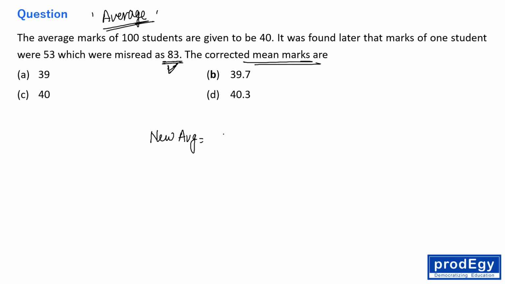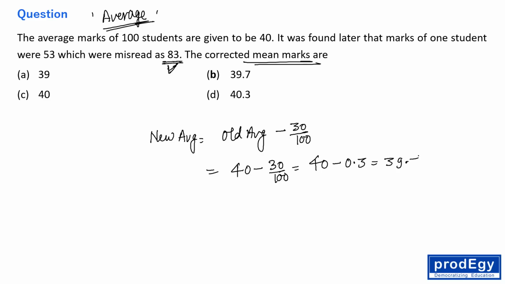So the new average will be the old average minus 30 by 100, right? Because one number is getting lessened by 30 only. Rest all the numbers are the same, right? So this minus 30 will be distributed among all the 100 numbers equally, right? So old average was 40 minus 30 by 100, so 40 minus 0.3. So this is 39.7, right? So the answer is 39.7. Okay. So the correct answer is B, right everyone?